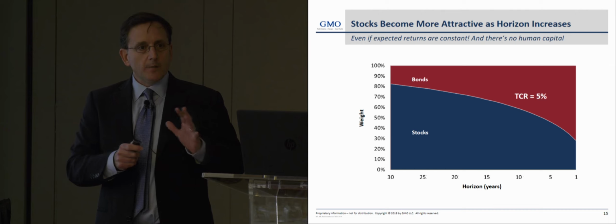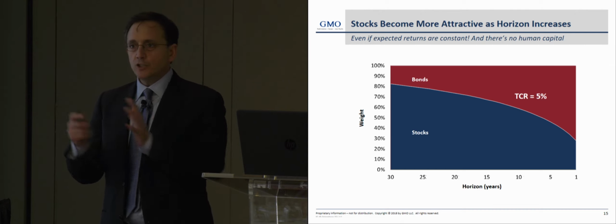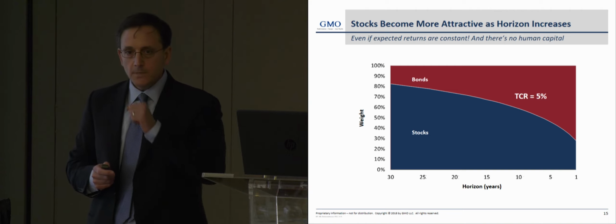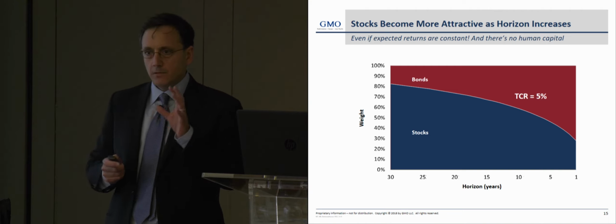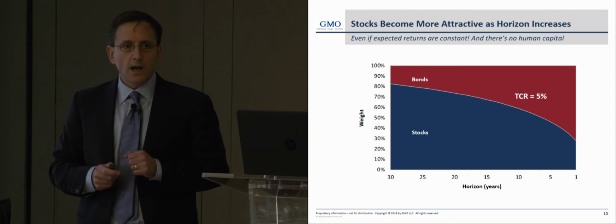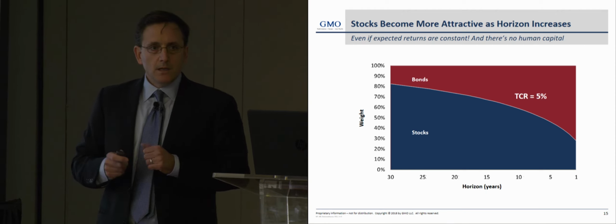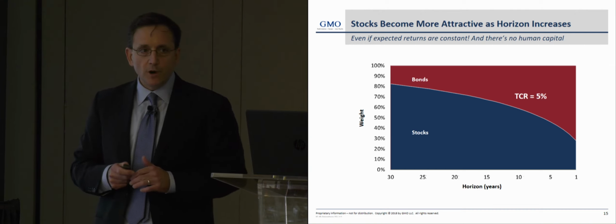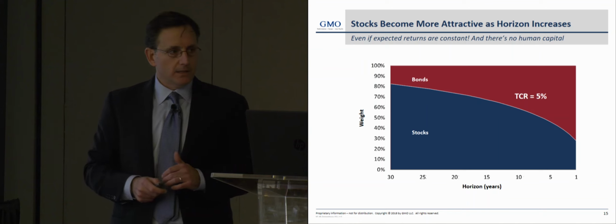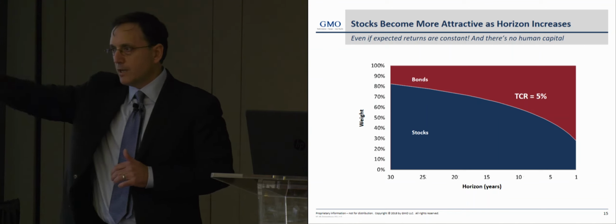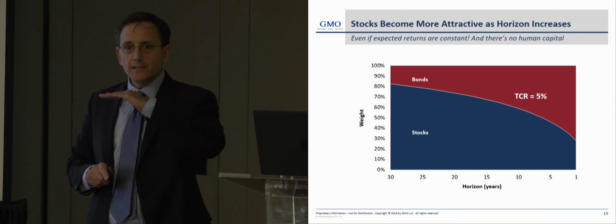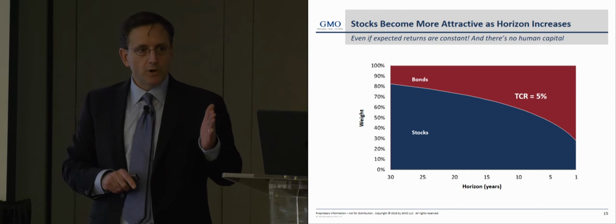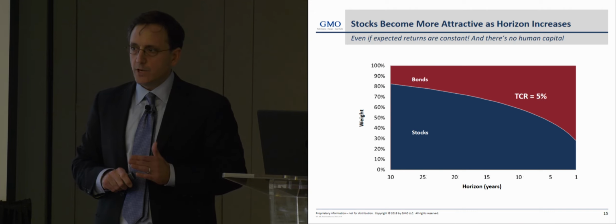Forgetting about the retirement problem and human capital for the moment, let's just go back to the mean variance approach that I discussed earlier. If you take the problem of wanting to compound at 5%, assume that expected returns are constant, and use the standard mean variance approach, you will not get a glide path like this. Instead of this, you'll get a glide path that's completely flat. Your weight in stocks does not depend on investment horizon if you use a mean variance approach and you assume that expected returns are constant.